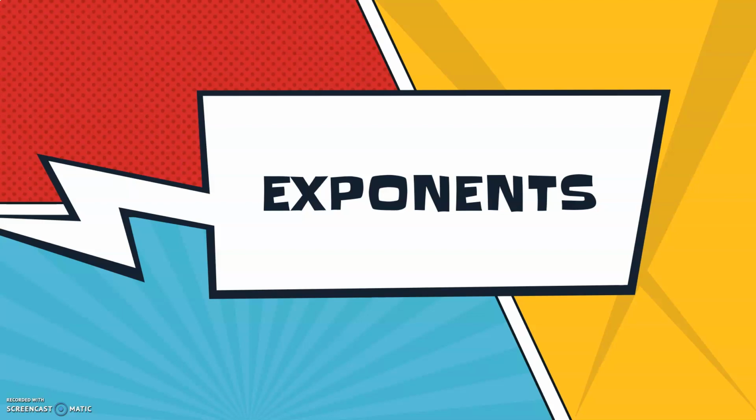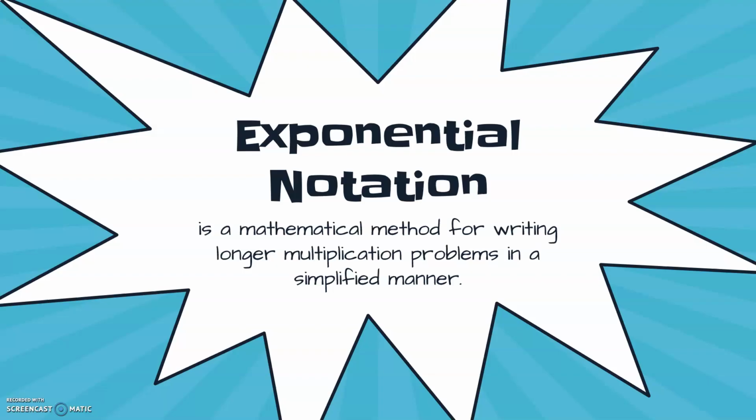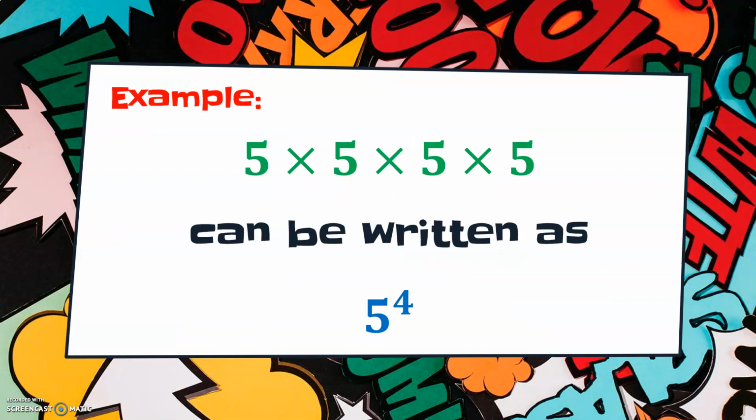Let's start. Here are the key concepts we need to understand about exponents. First is the exponential notation. It is a mathematical method for writing longer multiplication problems in a simplified manner. For example, if you have 5 times 5 times 5 times 5, it can be written as 5 raised to the power of 4.